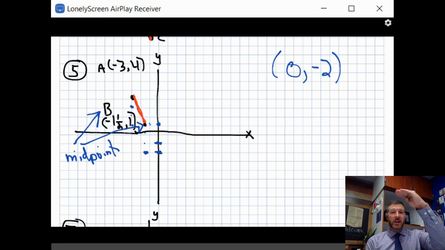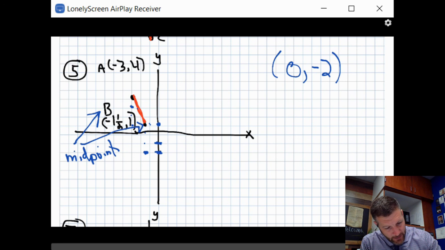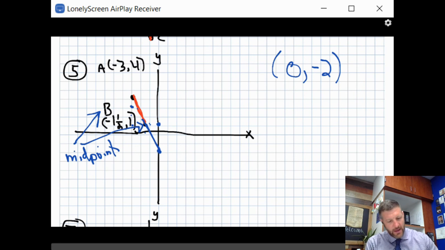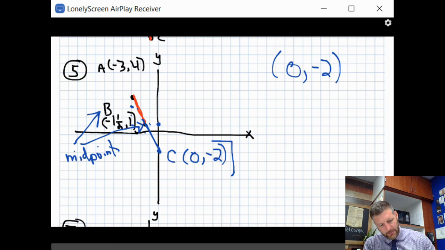So a vertical change will put me down 3, which then takes me to -2. A horizontal change will take me 1.5, which puts me at 0. And if I plot that point, I've kind of scribbled a lot of things here. We can see that over 0 down 2 does pretty much perfectly finish my line. And so that means C is down here at 0, -2. Okay? And so there is my endpoint.